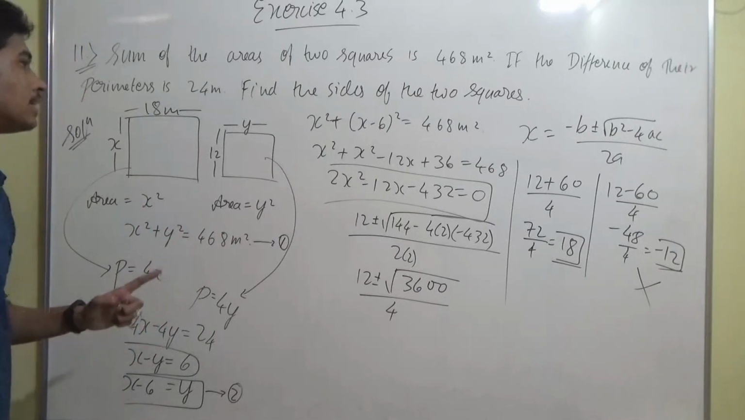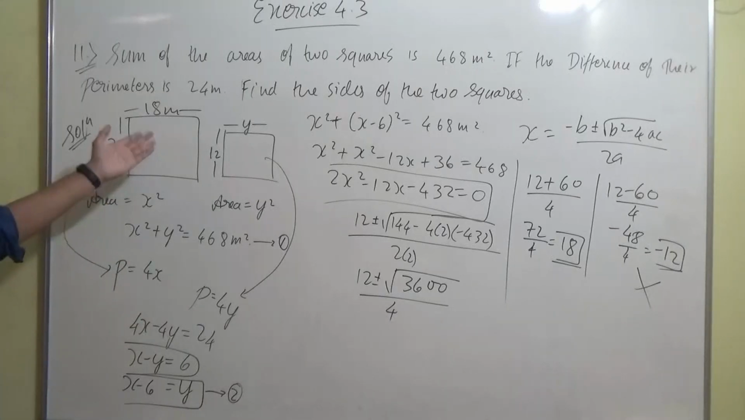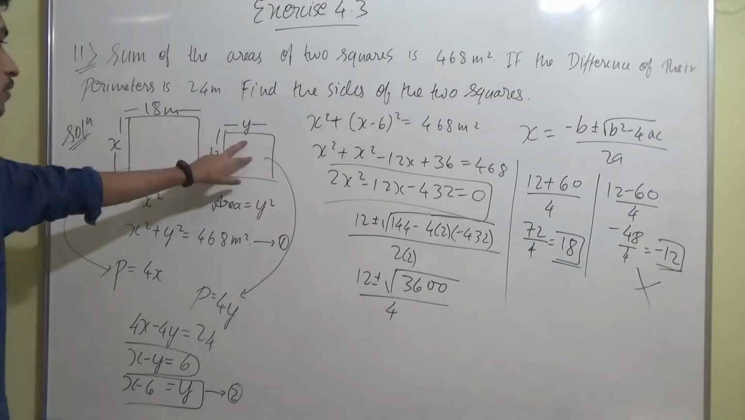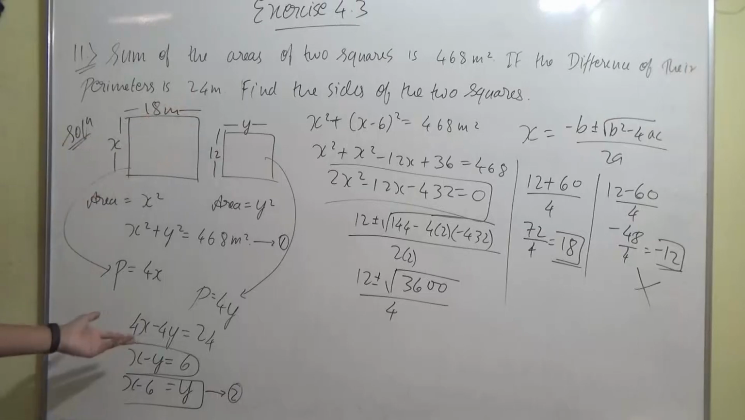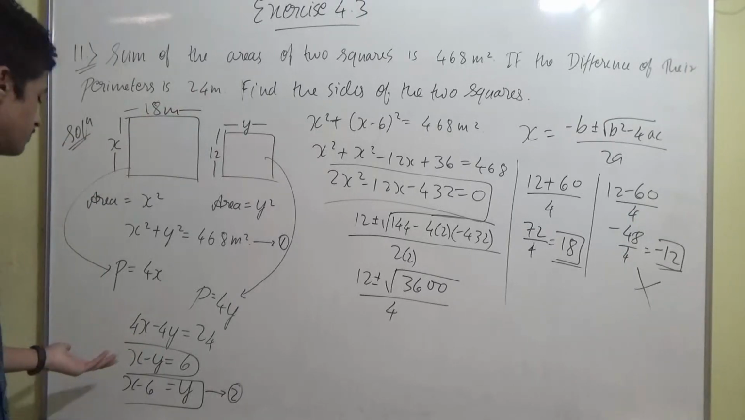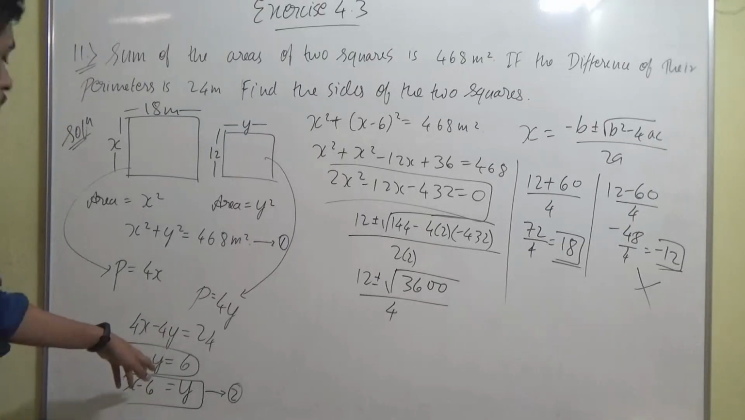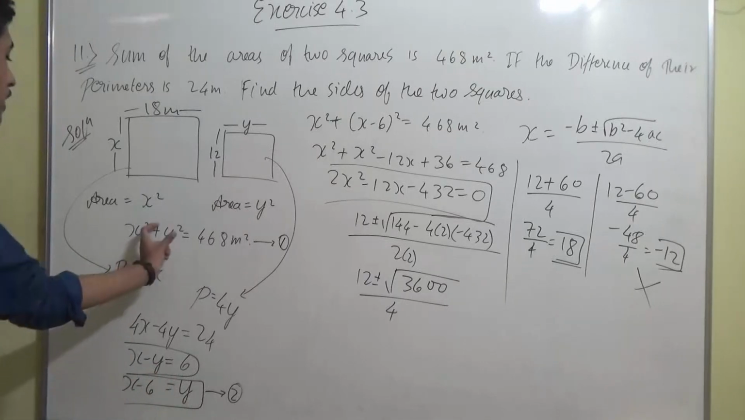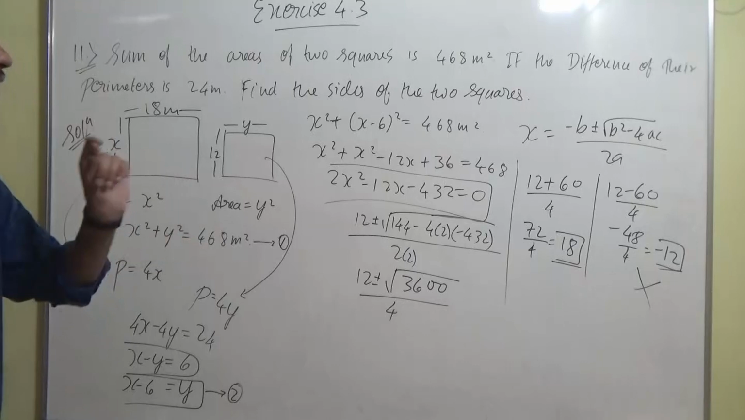And then they said that the difference of their perimeters is 24. So what is the perimeter of a square, guys? It is 4 into the side length, that is 4x for this case and 4y for this case. So 4x minus 4y should give you 24. Like that we formulated equation 2. Then we got the value of y from equation 2 and substituted it back into equation 1, so that we got an entire equation with only the x term.